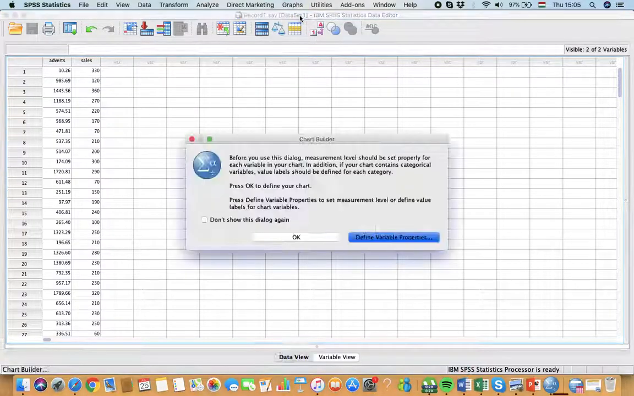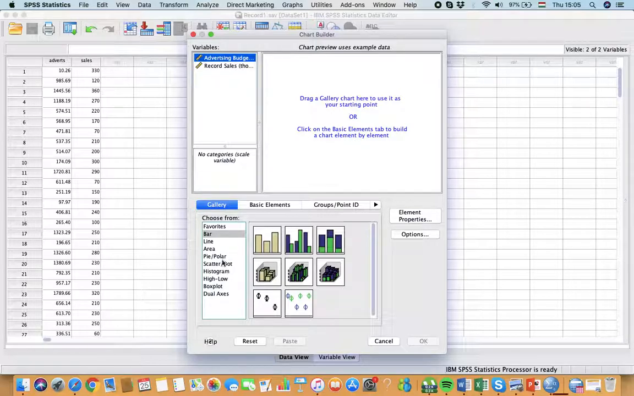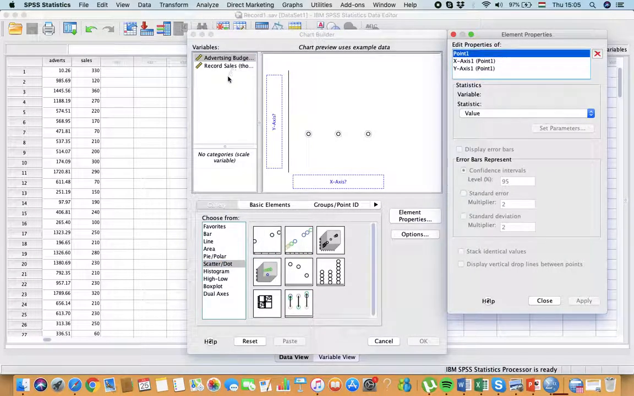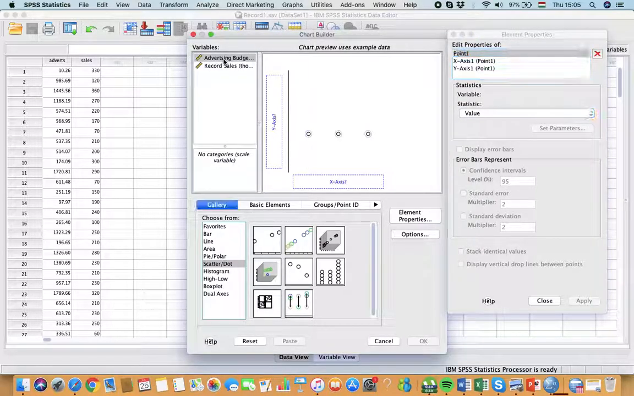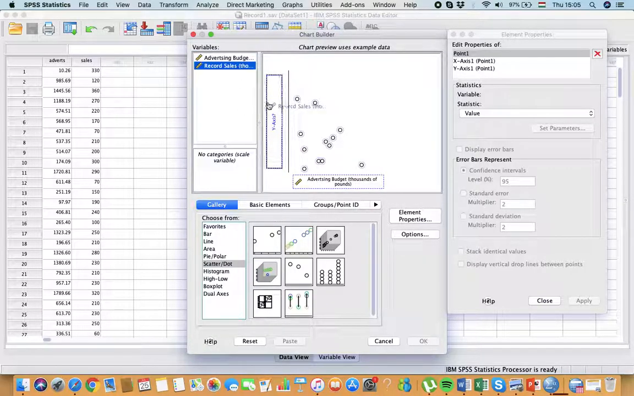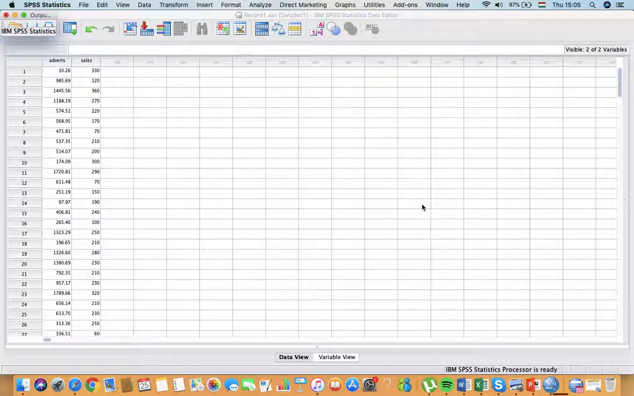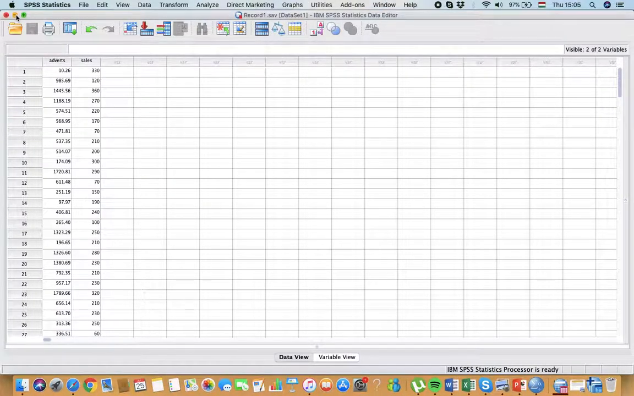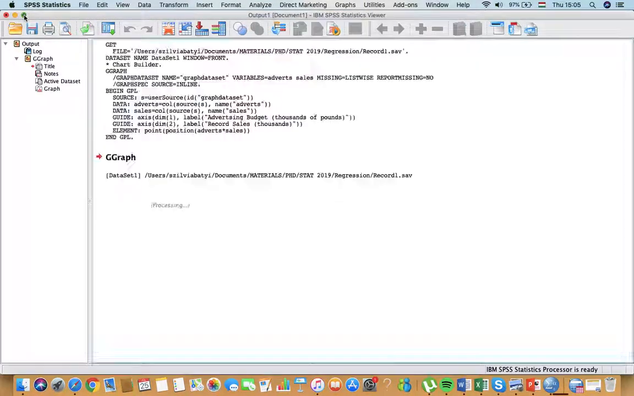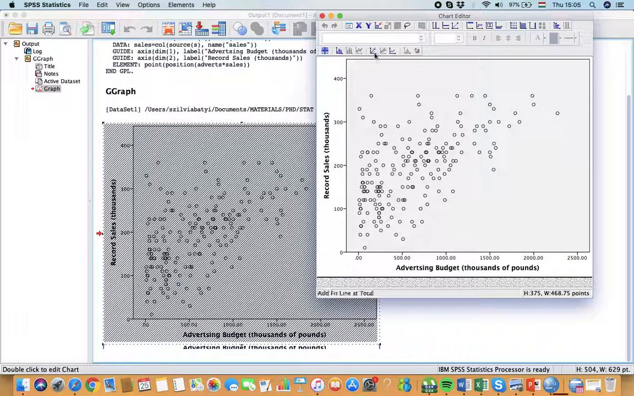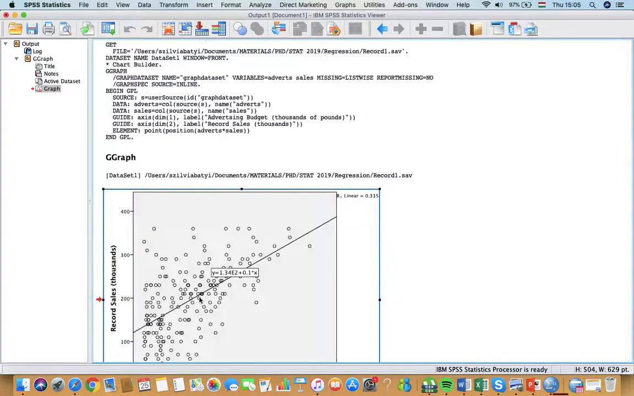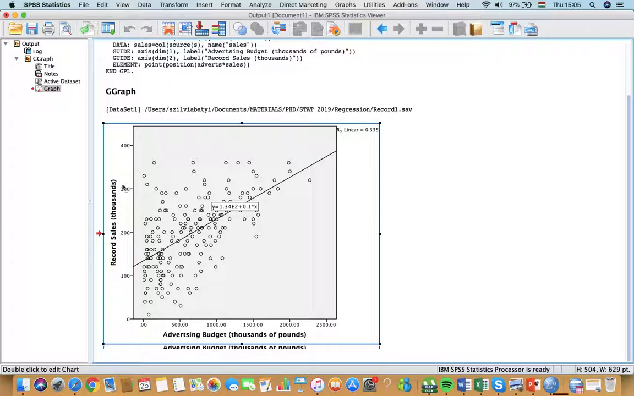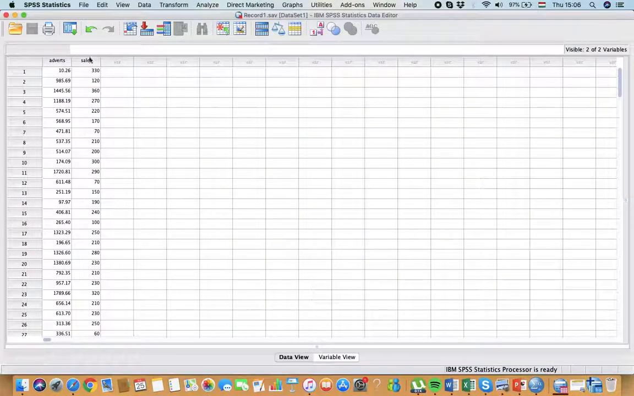First, we would like to see how these two variables are related to each other. So we create a scatter plot, and we would like to see how the advertising budget is related to the record sales. And here you are, we fit a line here. Yes, linear. And you can see that there is a positive relationship between advertising budget and record sales. And there are some records in the top left corner which are sold even if you don't invest any money in the budget. Okay, so there is a positive relationship.